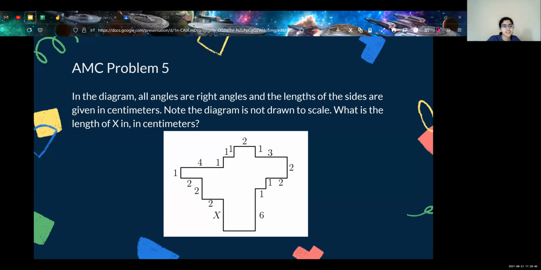Okay, in the diagram, all angles are right angles and the lengths of the sides are given in centimeters. Note the diagram is not drawn to scale. What is the length of x in centimeters?